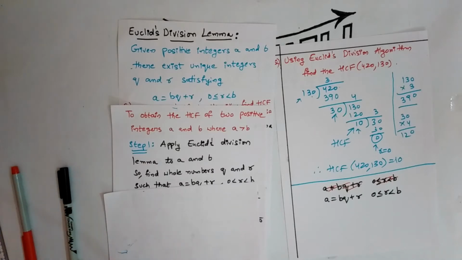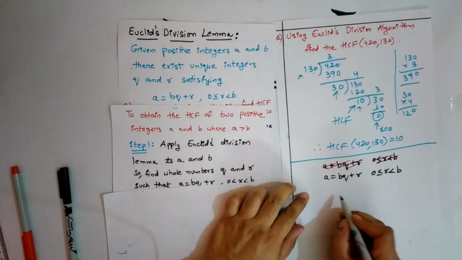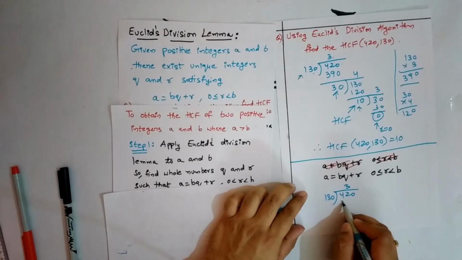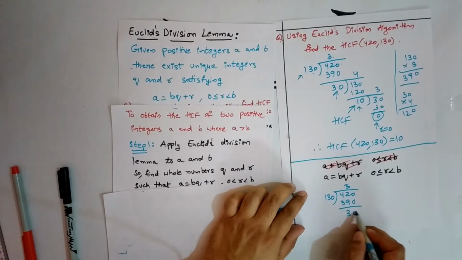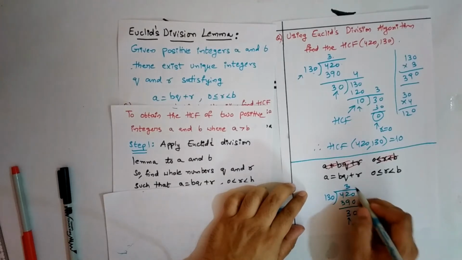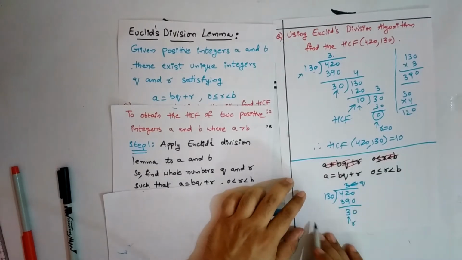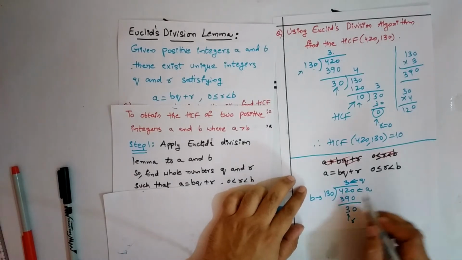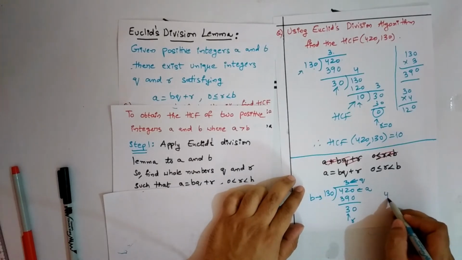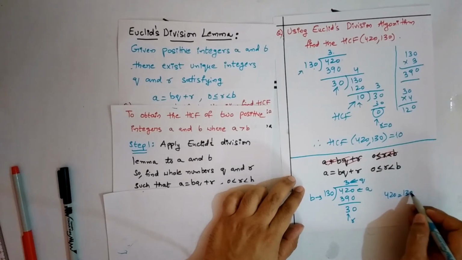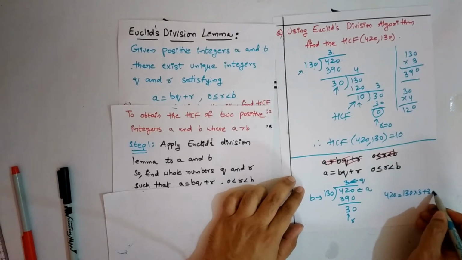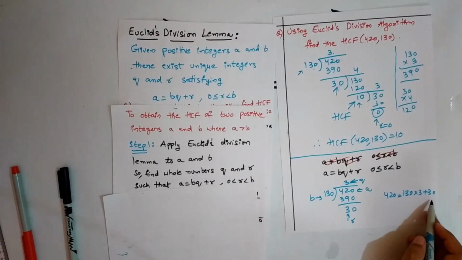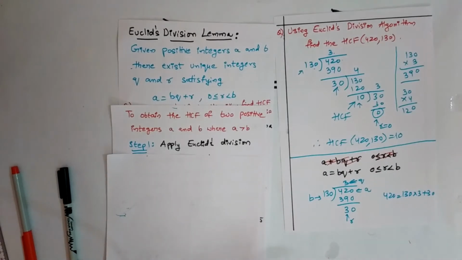So how do we apply Euclid's division lemma? When we divide 420 by 130, 130 times 3 is 390 and the remainder is 30. Here this is the remainder, r equals 30, and this is the quotient, q equals 3, and a equals 420 and b equals 130. Then we can just substitute these values here. That is 420 is equal to 130 into 3 plus 30. So writing in this form, 420 equals 130 into 3 plus 30, is nothing but applying Euclid's division lemma.